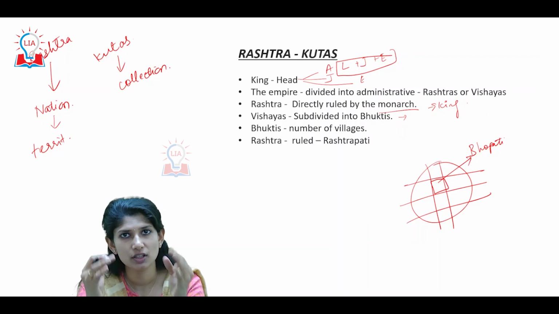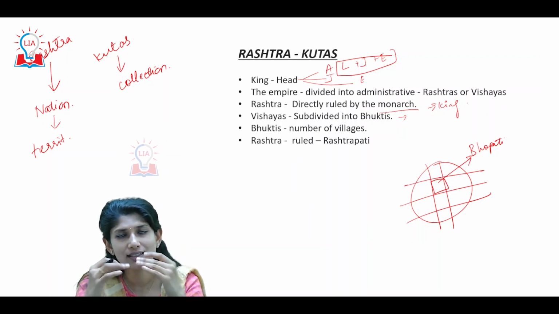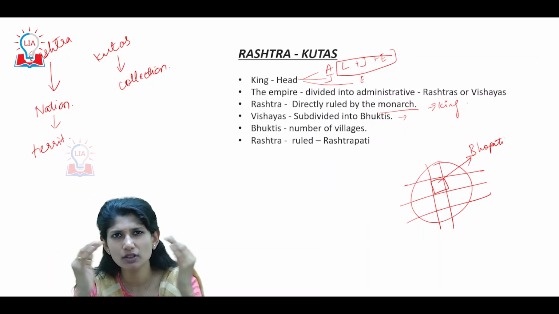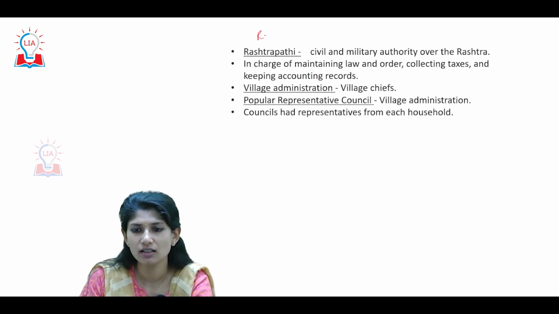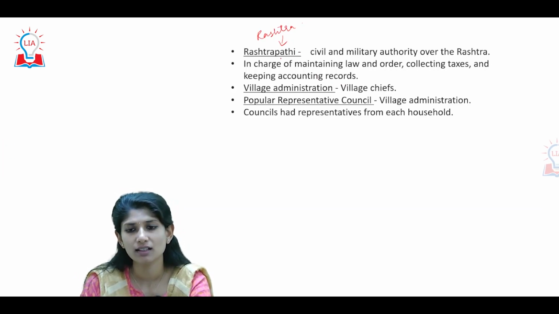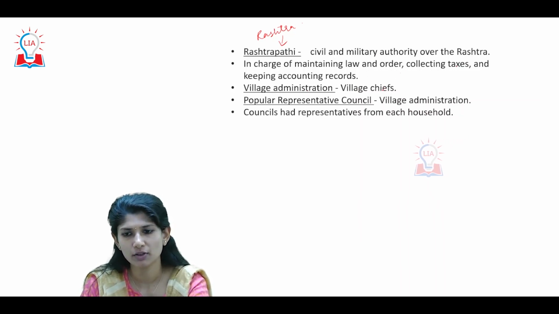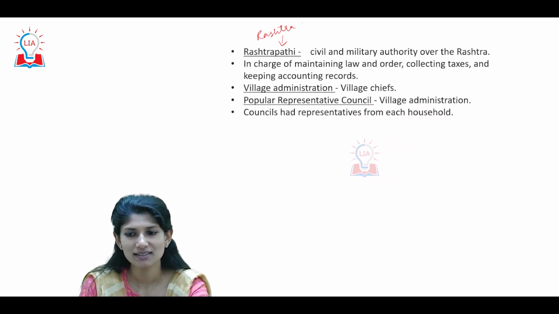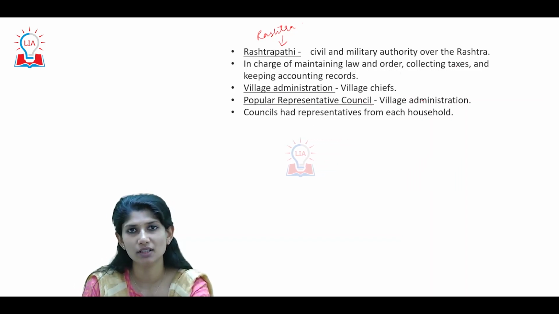Now, if you take an individual village, that consists of an assembly. Look at this. The Rashtra was looked after by the monarch or king himself, calling the Rashtra is looked after by Rashtrapati. He looked after the civil, military, law and order, collecting taxes and accounting of records. The village administration was looked after by your village chiefs, and also look at this, your PRC, popular representative council. This popular representative council is what looked after the village administration.